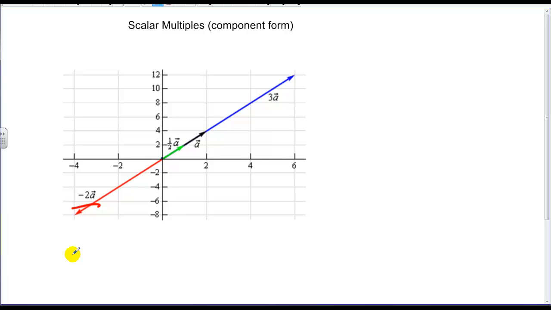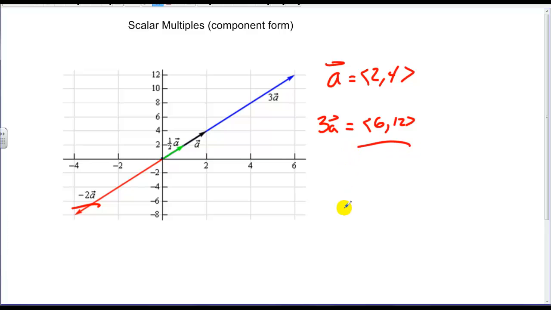Now look at some of these coordinate values here. If I look at vector A, which is at the point 2, 4, and I look at 3A, you'll notice 3A is located at 6, 12. And 3A just happens to be a multiplication of 3 times 2 and 3 times 4. And that's basically what's going to happen when we talk scalar multiples in component form. You're just going to multiply the x and the y value, or the x component and the y component, by whatever that multiple out in front of the vector is.